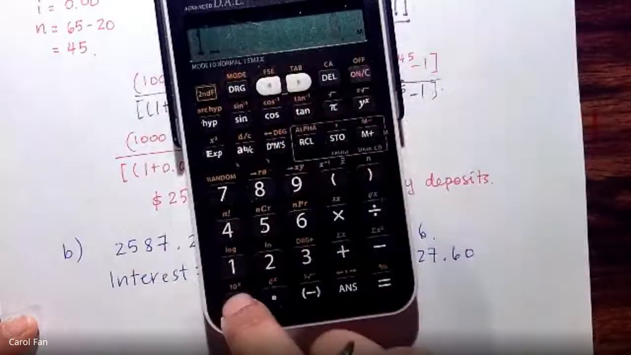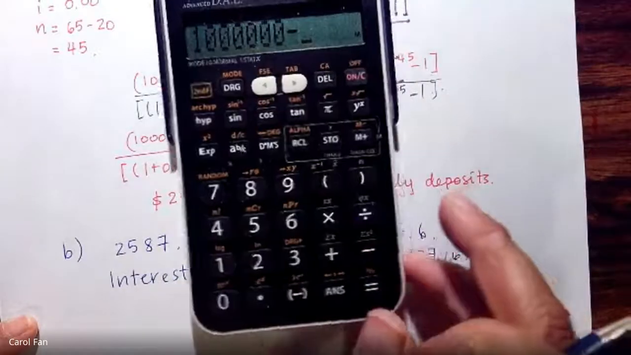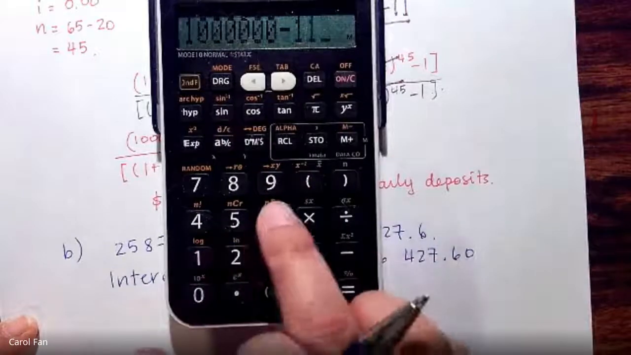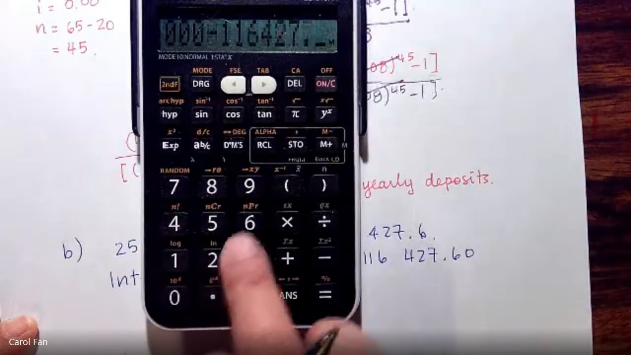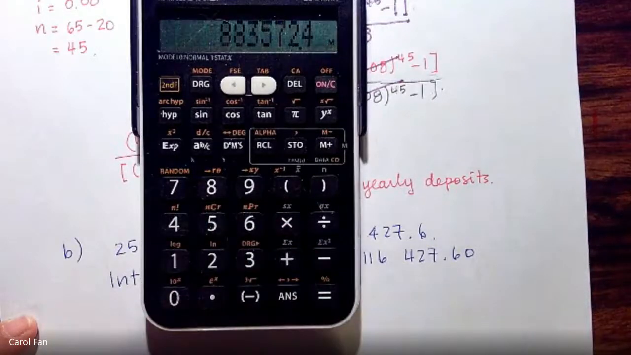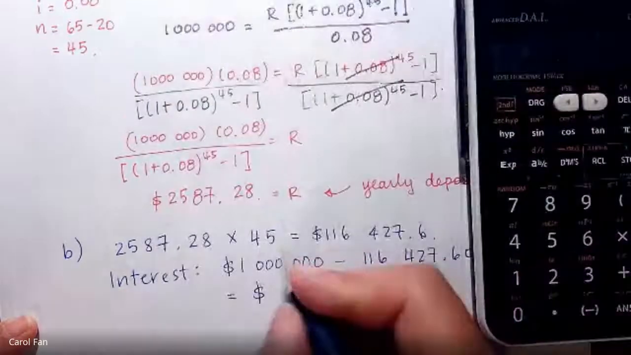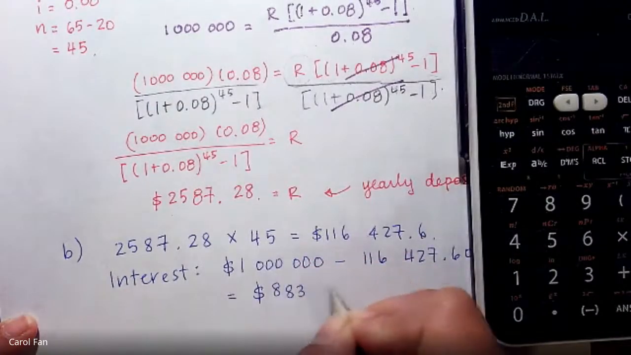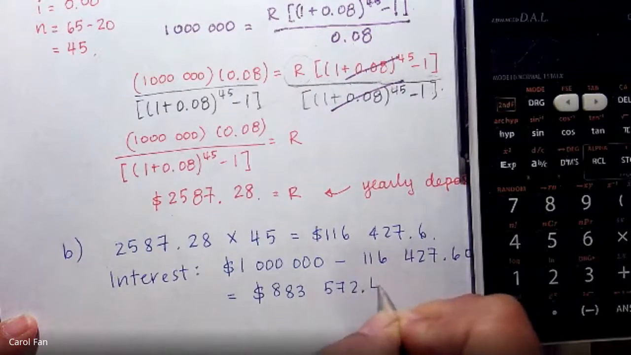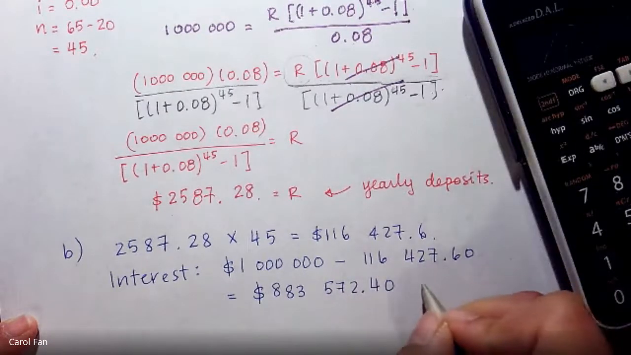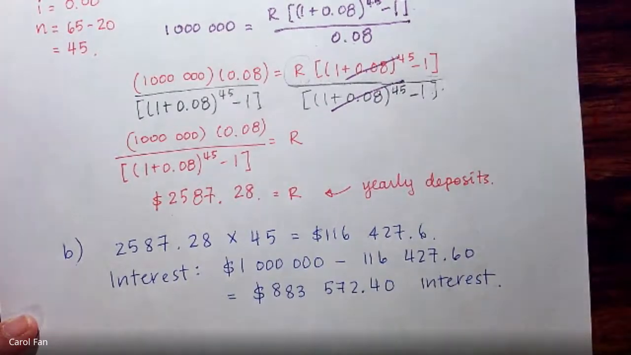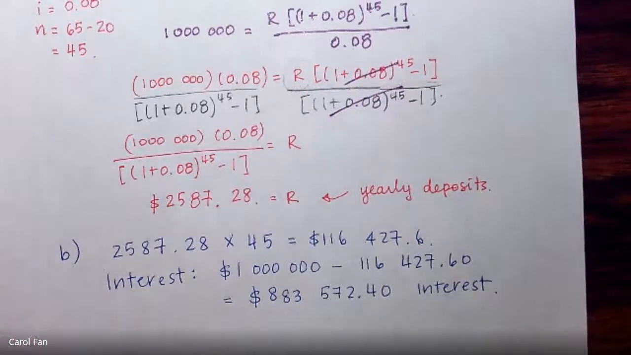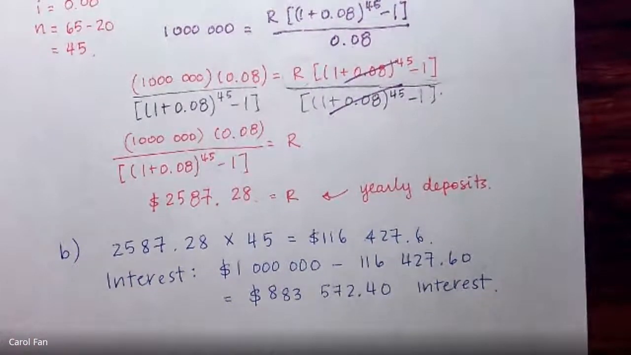Okay, 1 million minus 116,427.60. So a majority of it, $883,572.40, was in interest. Now that's the neat thing about exponential functions. Once you give it time to grow, it's going to grow very large quickly.